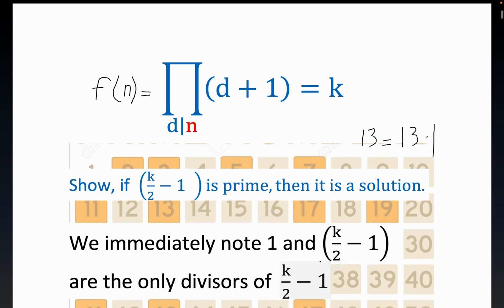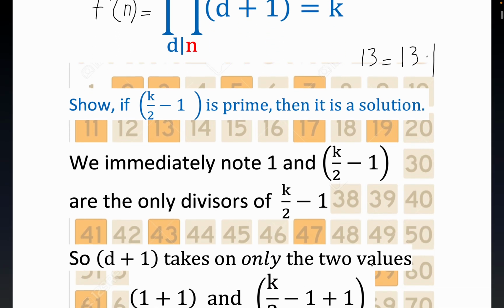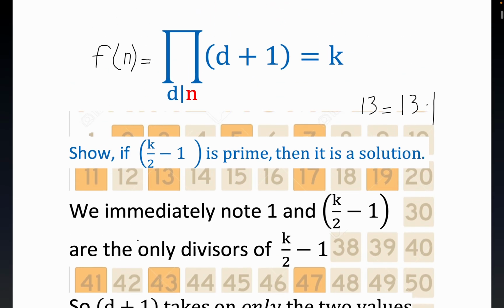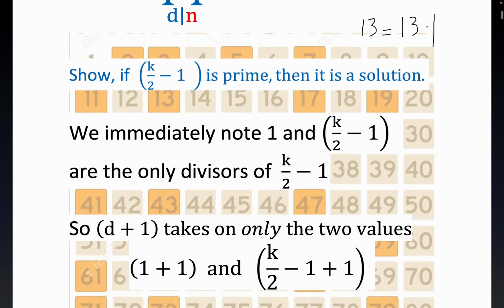So by definition, 1 and k over 2 minus 1 are the only divisors. That's just straight from the definition. Nothing too sophisticated there. And so that means d plus 1 only takes on the two values 1 plus 1, and k over 2 minus 1 plus 1. What we're doing is adding 1 to the individual divisors in this original expression.